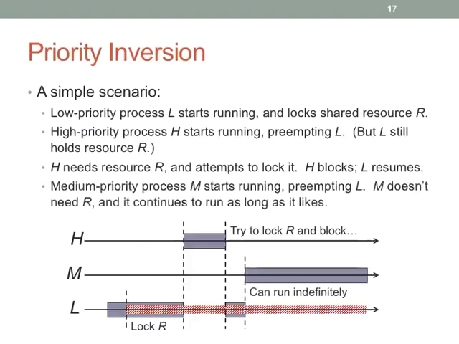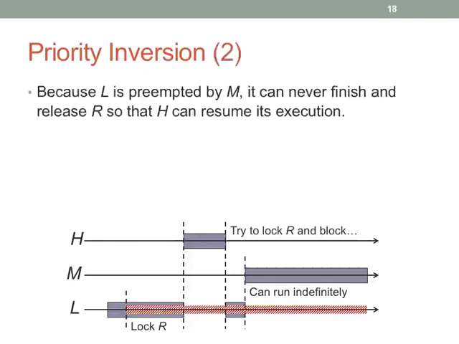But the problem is, then we have medium priority process M step into the picture and mess everything up. M doesn't need R, and it can run as long as it likes because we don't have any preemption in priority scheduling, and so it runs indefinitely, and L is blocked indefinitely, and thereby H is also blocked indefinitely, even though we'd like to actually get H its resource so it can finish.